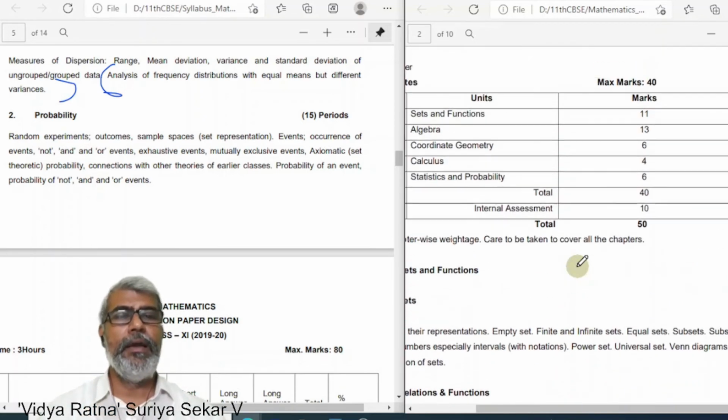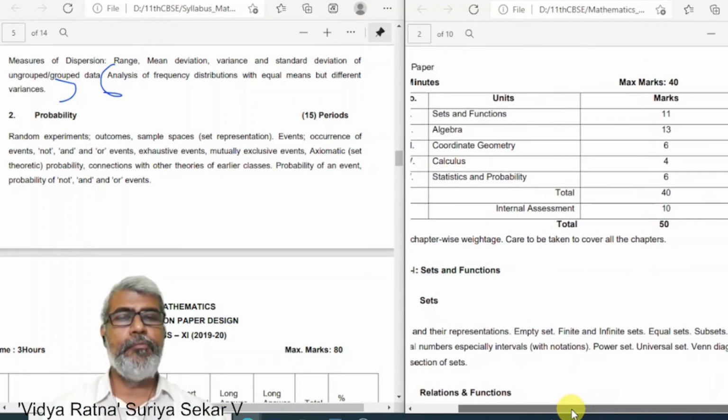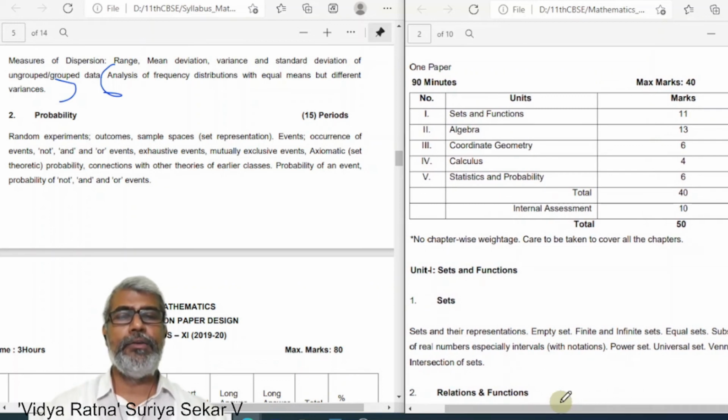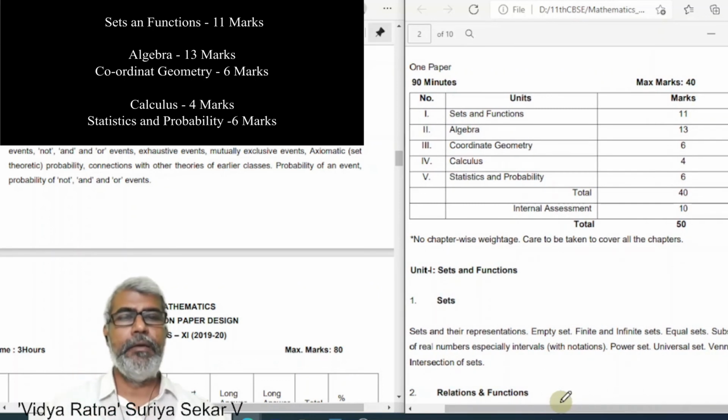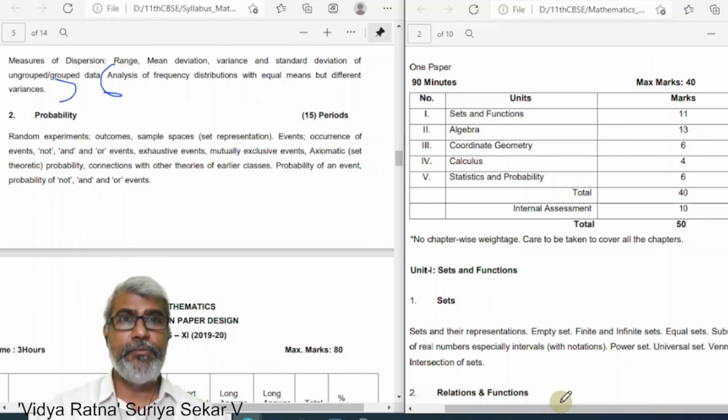Put together, for 11th standard children in term 1, you have totally 5 chapters: sets and functions 11 marks, algebra 13, coordinate geometry 6, calculus 4, statistics and probability 6, total 40, and internal assessment you have 10, which accounts for a total of 50 marks.